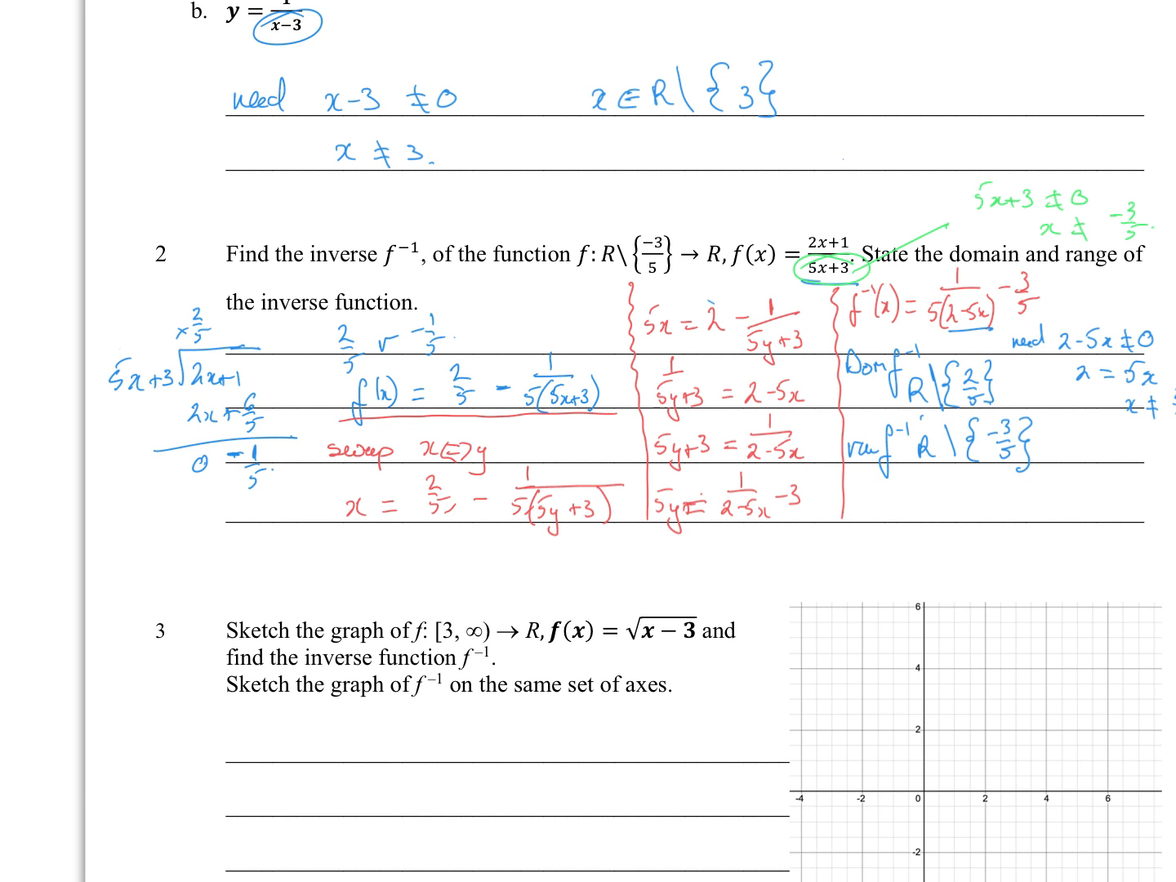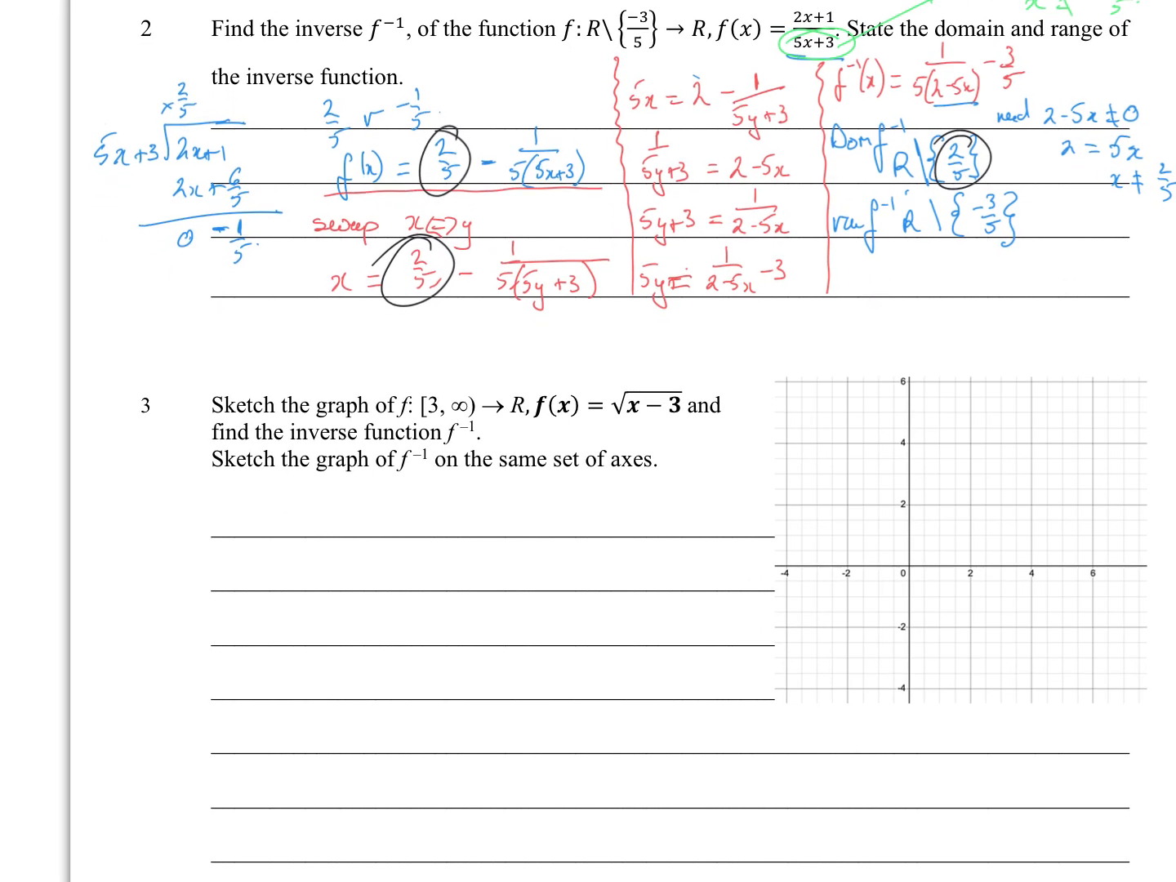We could sort of check things out a little bit here. I'm saying the domain is R except for 2/5. If I compare that to the original function, the vertical translation was 2/5 up, so that's where my horizontal asymptote will be. So that range becomes the domain of the inverse, so it ties across reasonably well, but messy, and I didn't leave you much room.